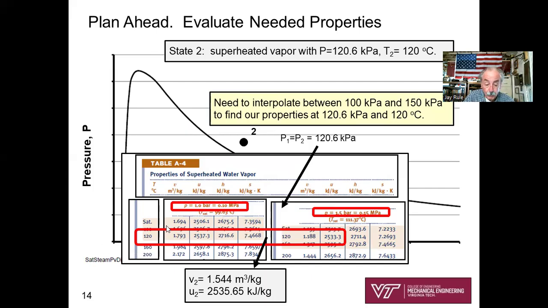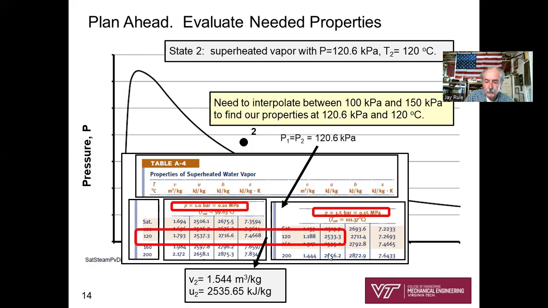So you've got a row 120 degrees C. So you need to write down numbers from your V and U tables. For example, your V at 120.6 has to be interpolated in between the numbers 1.188 and 1.793. And your U value has got to be interpolated somewhere in between 2533.3 and 2537.3. So you need to be able to do that linear interpolation.